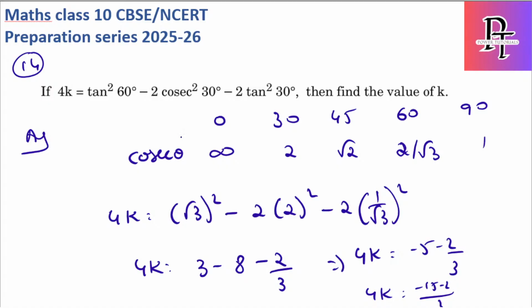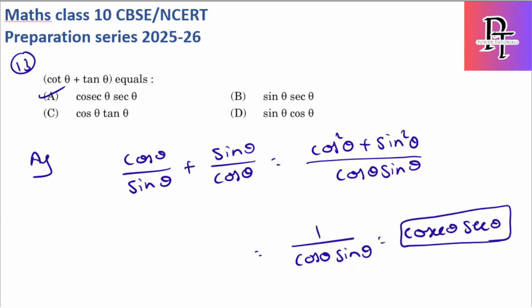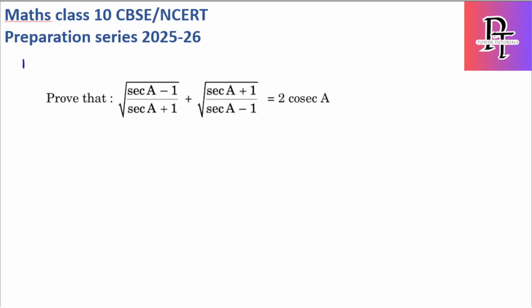Okay, repeating the question again, because this is a direct ratios question but we need to see the calculations properly. Tan 60 is root 3, so root 3 whole square, minus cosecant 30 is 2, 2 whole square, and tan 30 is 1 by root 3. So root 3 whole square is 3, 2 square is 4, 4 twos are 8, and 2 into 1 by root 3 whole square is 2 by 3. So 3 minus 8 minus 2 by 3. 3 minus 8 is minus 5, minus 5 minus 2 by 3, minus 15 minus 2 is minus 17. So the final answer is minus 17 by 12. Okay, let's move to the next question.